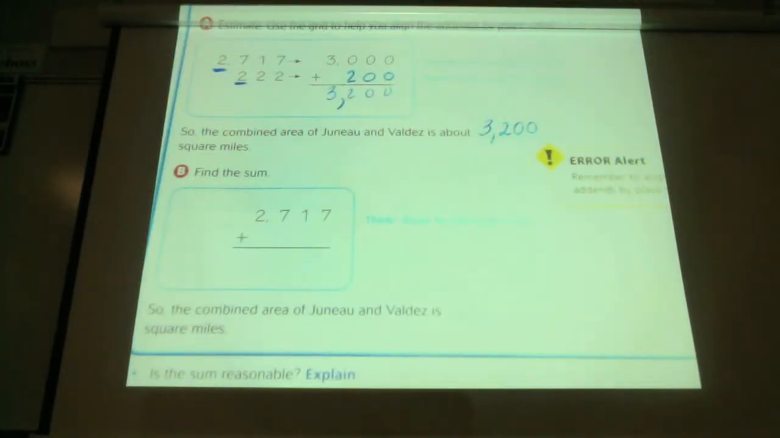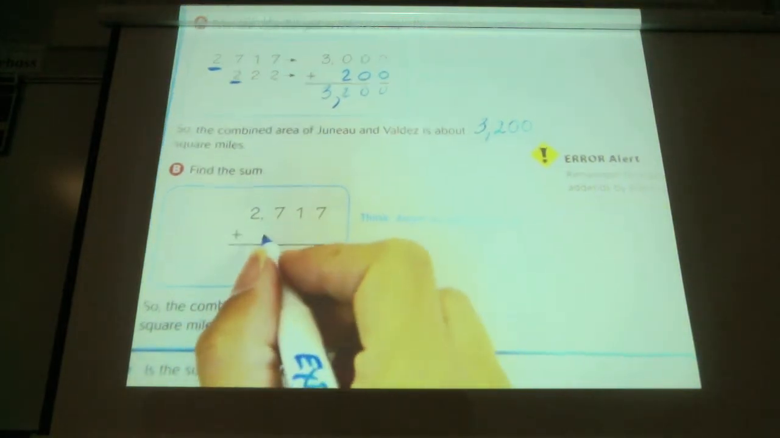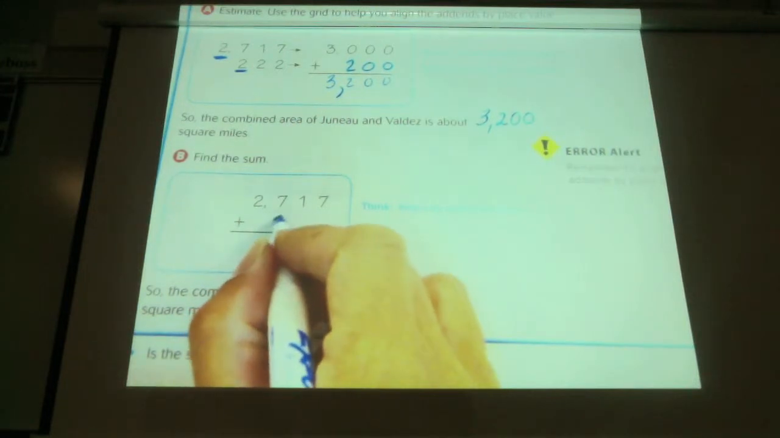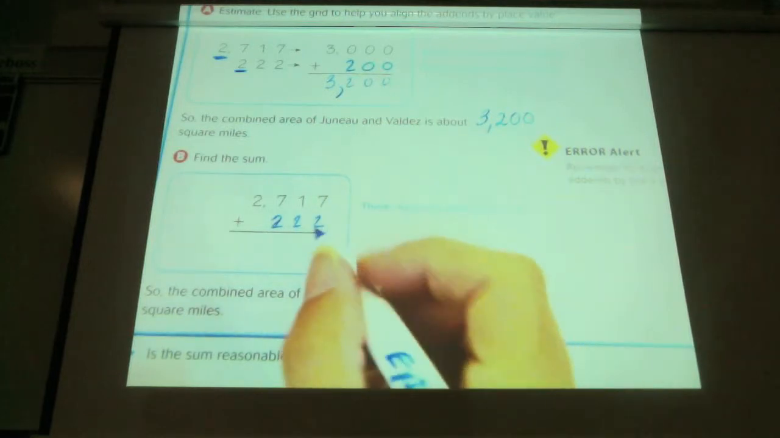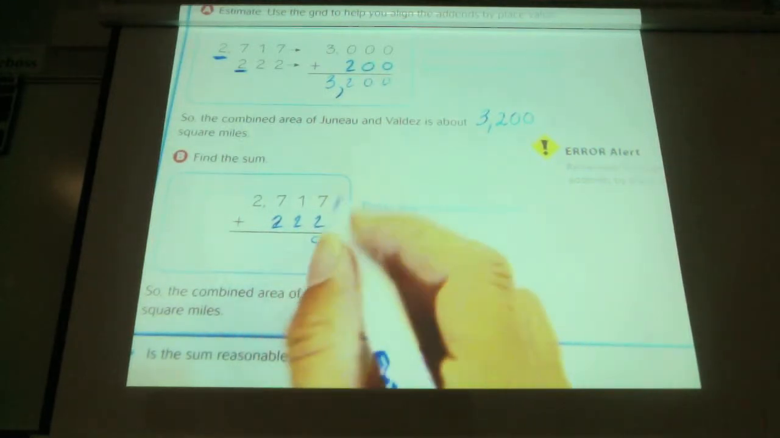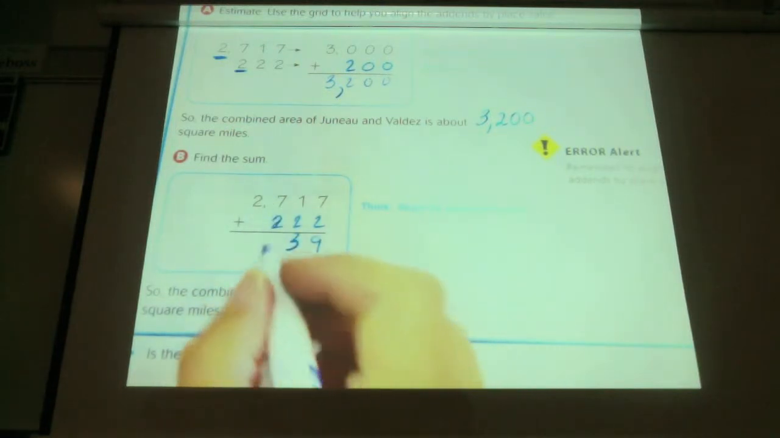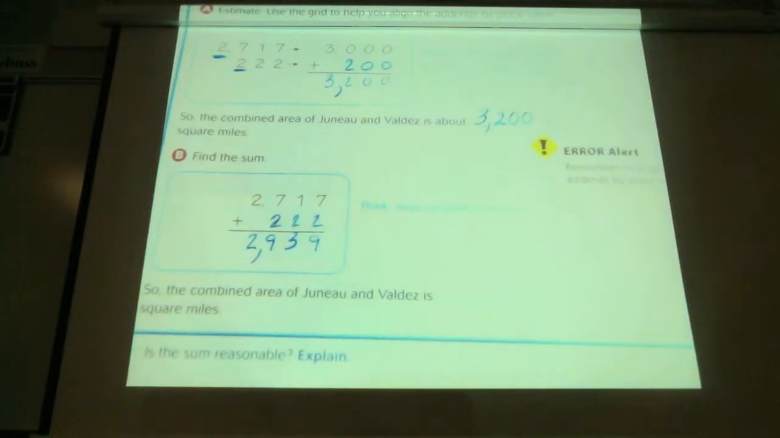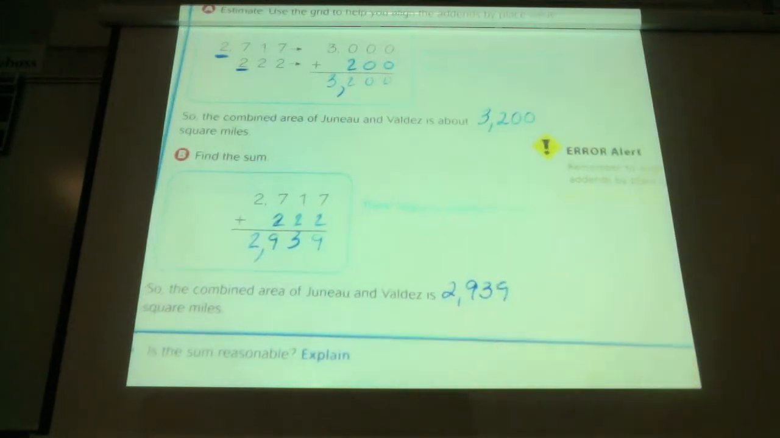Now we're actually going to go ahead and find the sum. We have 2,717. What is the number I'm supposed to be adding, class? 222. 7 plus 2 is? 9. I want everybody. 1 plus 2? 3. 7 plus 2? 9. And 2 plus nothing? 2. Okay. So the combined area of Juneau and Valdez is 2,939. Go ahead and write those.